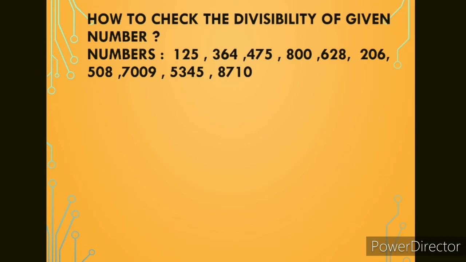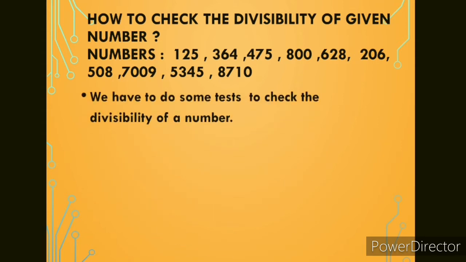Next, how to check the divisibility of a given number. Let us learn about this. We have some numbers here: 125, 364, 475, etc. Let us learn from that. First, we have to do some tests to check the divisibility of a number.